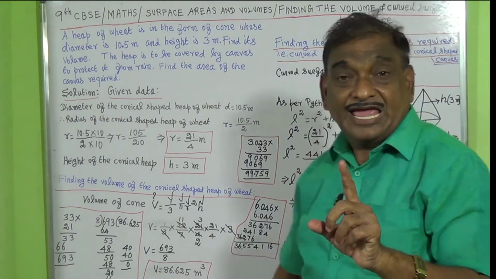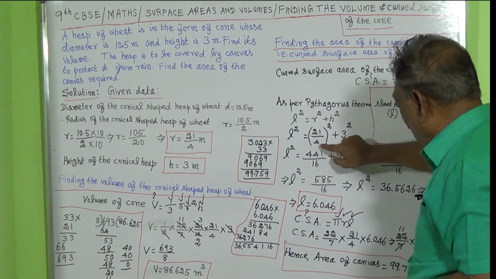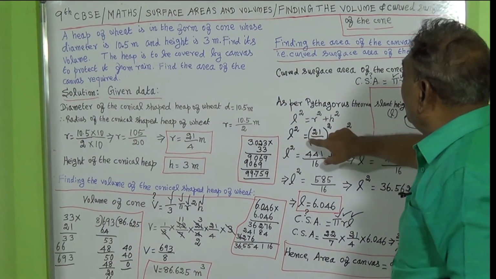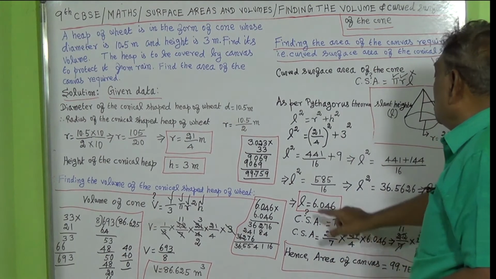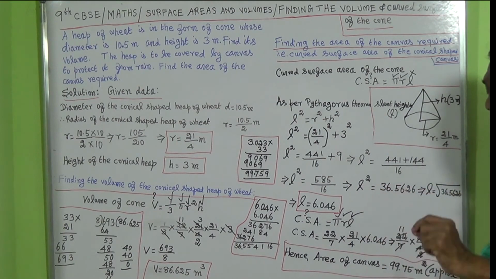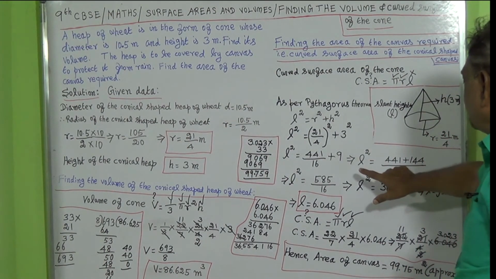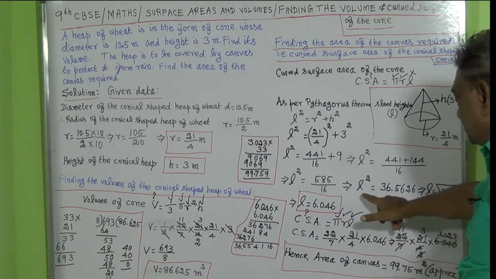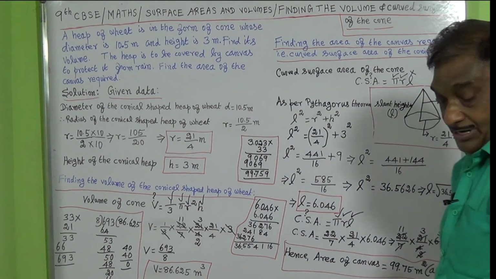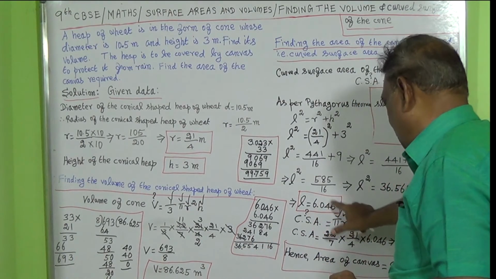We know the value of radius and the value of vertical height. So if we substitute the radius as 21 by 4 and the vertical height as 3, we can find the value of slant height square. So if we find, we will get the slant height square as 36.5626. For calculation, you can refer to the board. From this, if we take the square root of both sides, we will get the value of L. The value of slant height is obtained as 6.046.